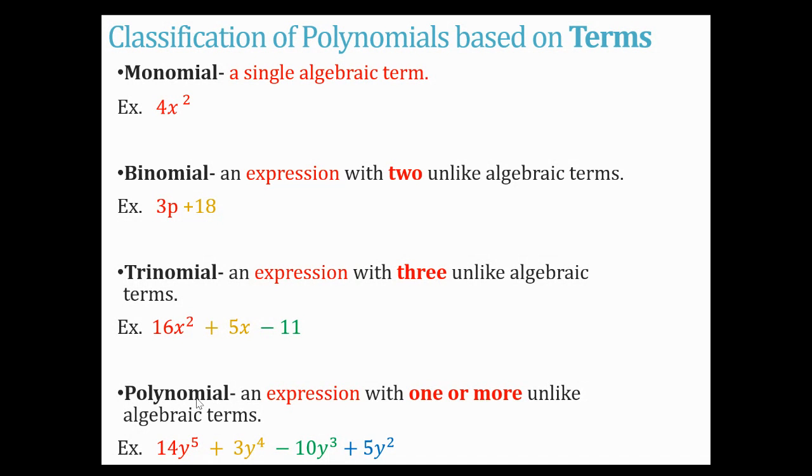But remember, a polynomial can mean many. So we can have 4 terms, 5 terms, 10 terms. But then we can also have 1 term. So these are all considered polynomials, but it can just keep going on.